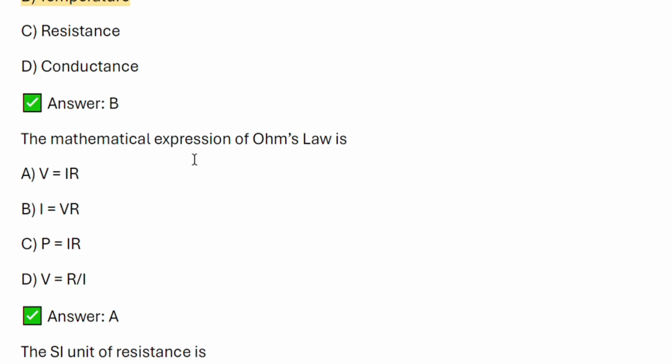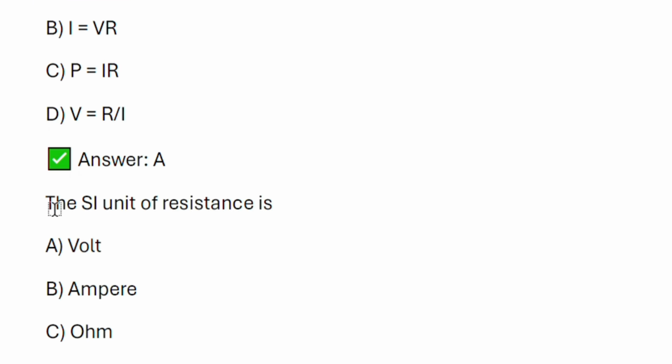The mathematical expression of Ohm's law is: V equal to IR, I equal to V R, E equal to IR, V equal to I upon R. The correct answer is option number A, V equal to IR. The SI unit of resistance is volt, ampere, ohm, coulombs. The correct answer is option number C, ohm.